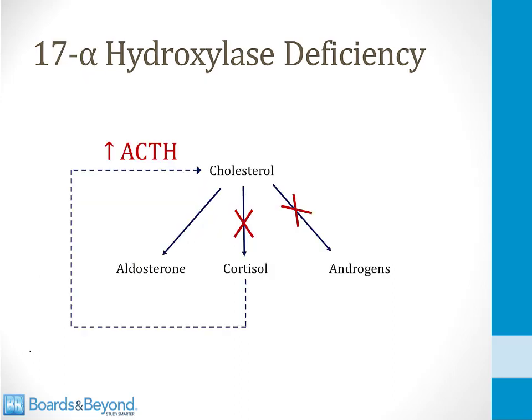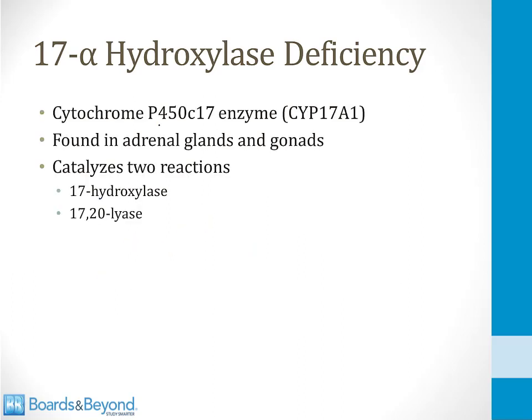Next, we'll talk about 17-alpha hydroxylase deficiency. In this disorder, cortisol production is deficient, just like in all the adrenal hyperplasias. Also, androgen production is deficient, but aldosterone production is intact. So these children are born with deficiency of cortisol and androgen and an excess of aldosterone production. 17-alpha hydroxylase is part of a larger cytochrome P450 enzyme called P450C17, and this cytochrome enzyme is found in the adrenal glands and in the gonads.